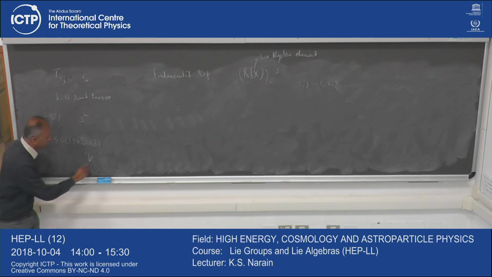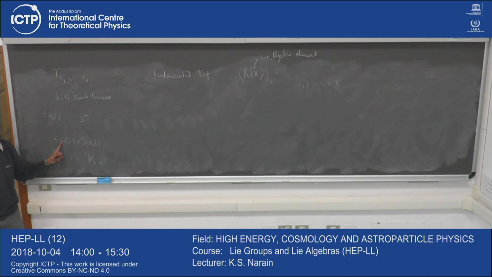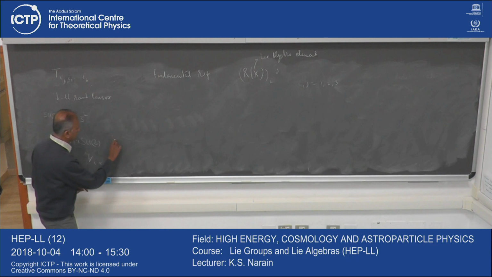So in that case, you represent the indices by two different types of indices, I and, say, alpha. So I goes from 1, 2, 3, so it's a triplet. The quark transforms in the fundamental representation of SU3, and it's also a doublet of SU2. So this alpha index goes from 1, 2, and I goes from 1, 2, 3.